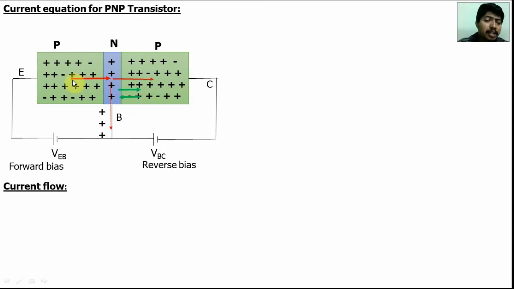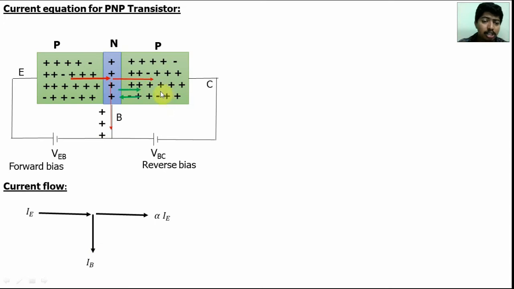On the emitter side, all majority carriers are moved. So this is the IE current. Current direction and hole movement direction are the same. So the IE current moves here, and alpha times IE moves to the collector. The remaining holes move to the base terminal. So the IB current flows here. Hole movement and current direction are the same.